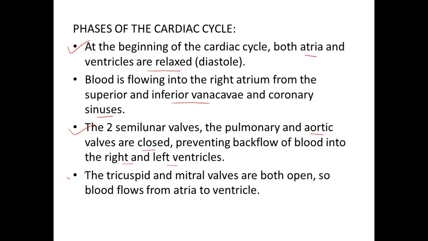Now the tricuspid and mitral valves are both open, so blood flows from the atria to the ventricle. When atrial systole occurs, the pressure will be greater and it pushes the valves, that is the mitral valve and tricuspid valve, so that blood from both auricles enters into the ventricle.